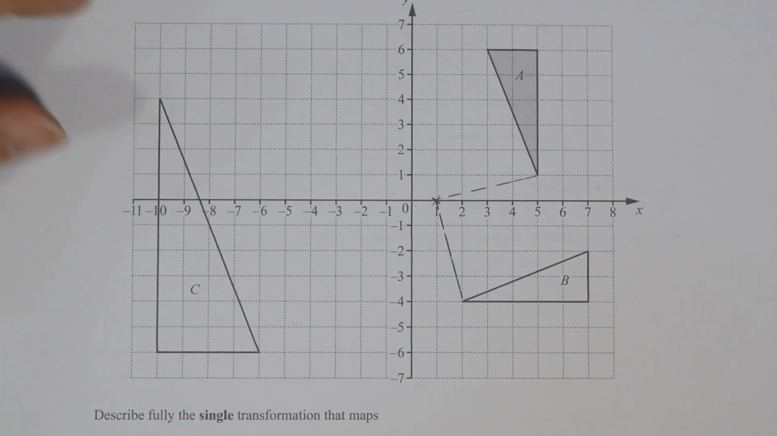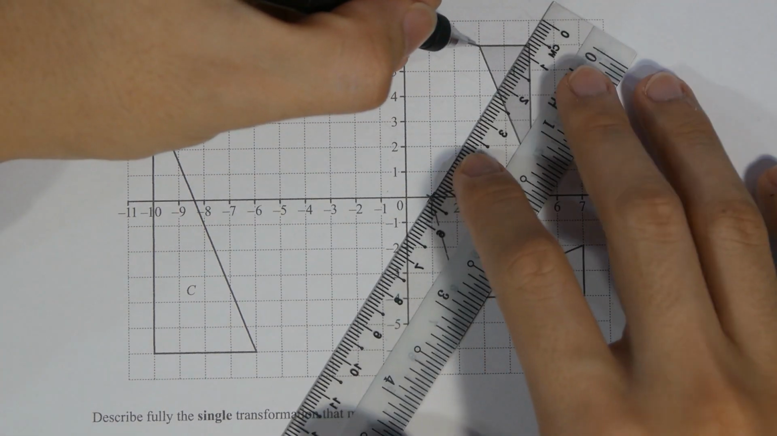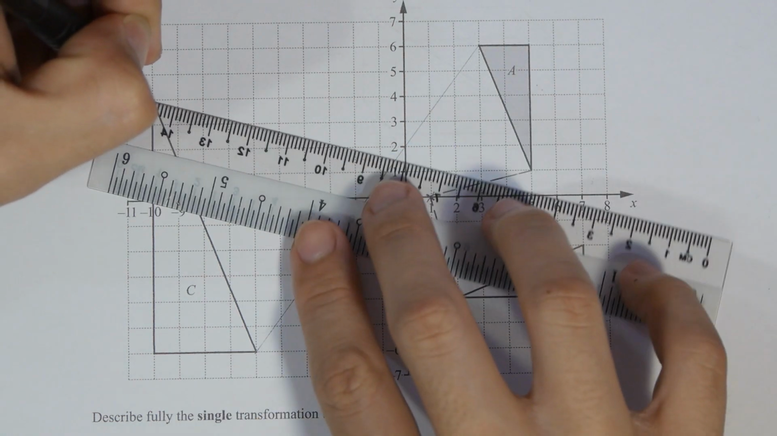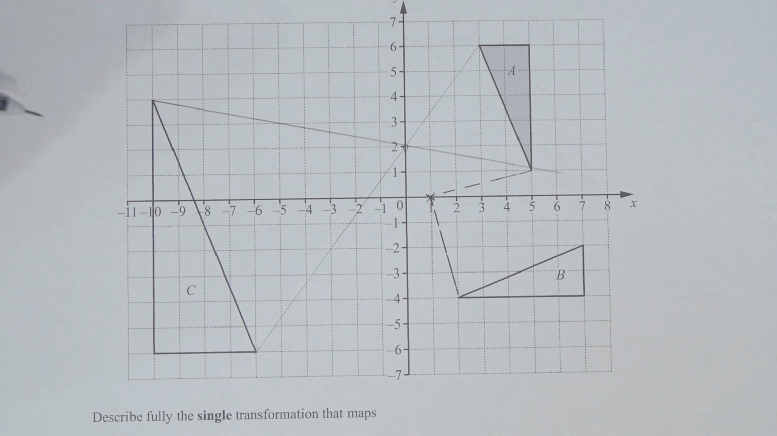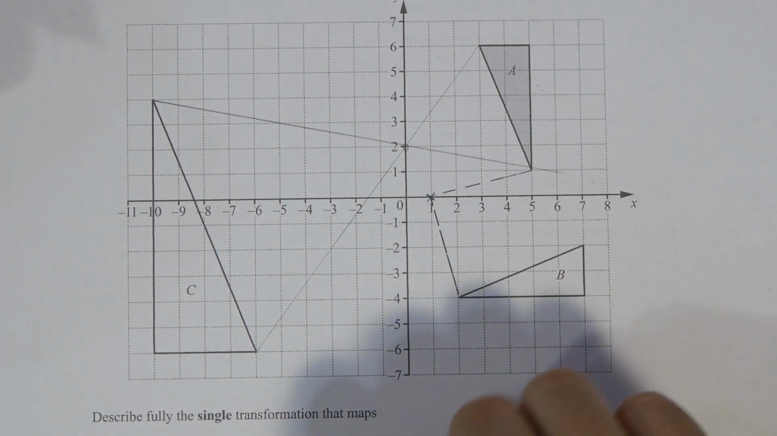For A to C, it is an enlargement from the point (0, 2) with a scale factor of -2. I join up the corresponding points and find the intersection (0, 2). The scale factor is -2 because the image was enlarged and inverted, hence the negative.